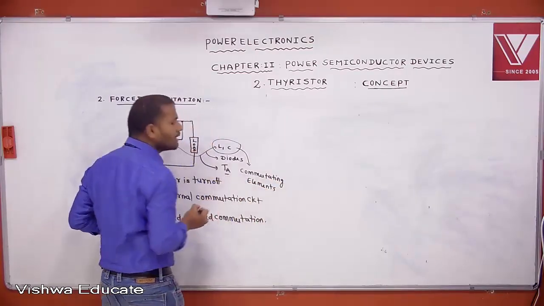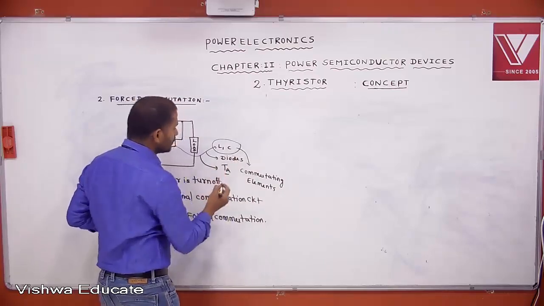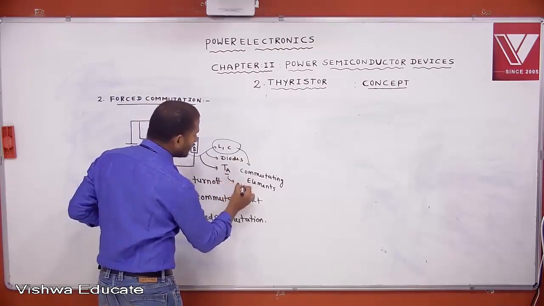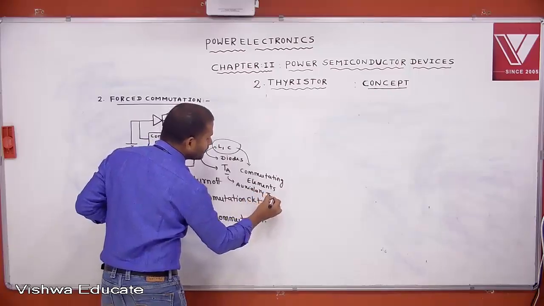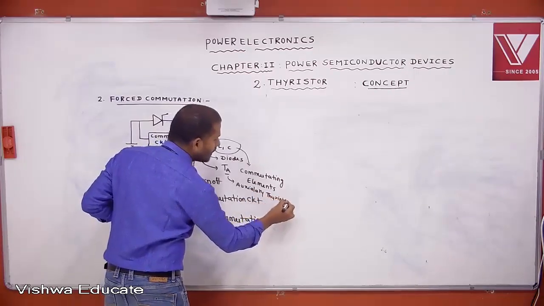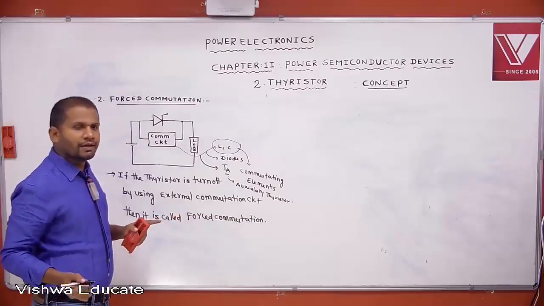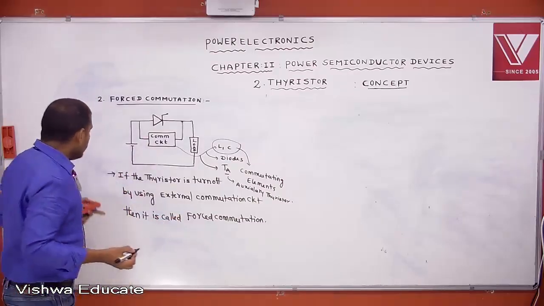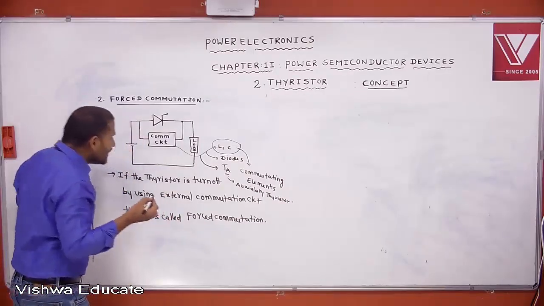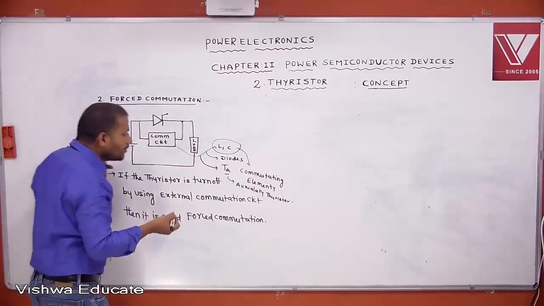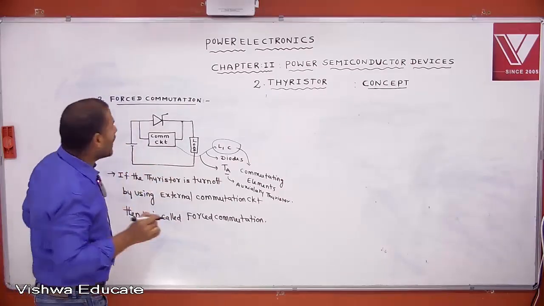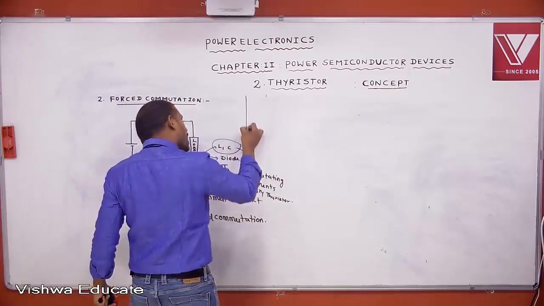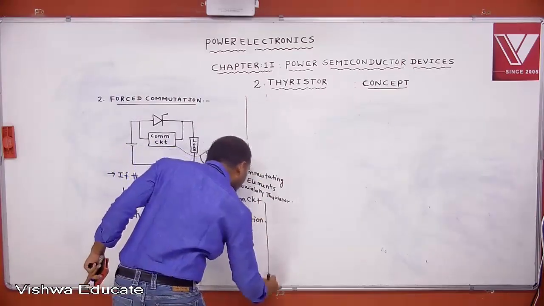TA stands for auxiliary thyristor. These are diodes. This is the auxiliary thyristor. Like this it consists. Now, if the thyristor is turned off by using an external commutation circuit, then it is called forced commutation. Then based on the type of commutation circuit we are using, forced commutation methods are broadly classified.